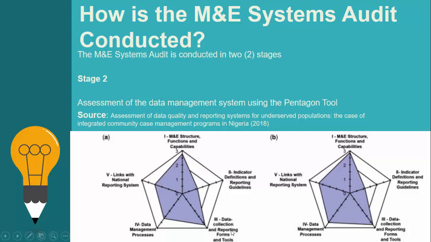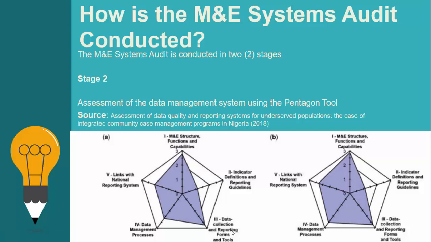In this particular case, if you look at A and B, they share similar weaknesses. The weaknesses are here. If you look, this gray shape is going inwards. You can see that the issue is that indicator definitions and reporting guidelines are not fully present in that organization. But in terms of their biggest strengths, you can see that they have an M&E structure in place, and also data collection and reporting forms are in place. So those are their biggest strengths.